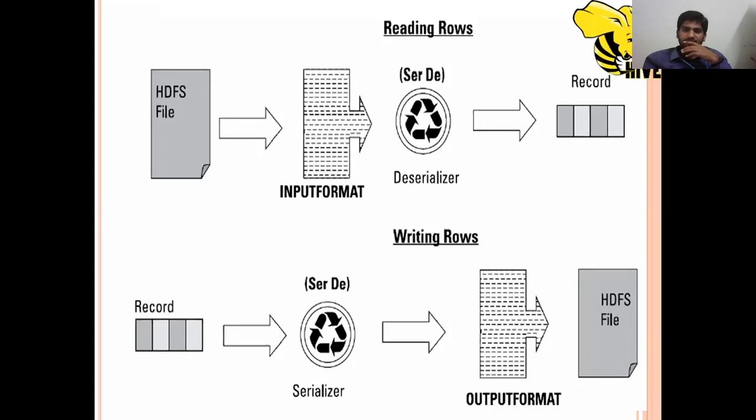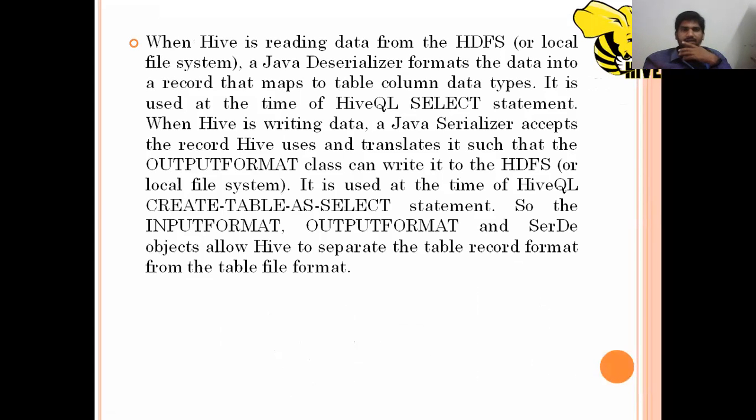Okay, so this is the reading and writing operation. When Hive is reading data from HDFS, reading means deserialization. Please remember our local file system. The Java deserializer formats the data into a record that maps to table, columns and data types. So it is used at the time of Hive select statements, generally when we call select star from a table name.